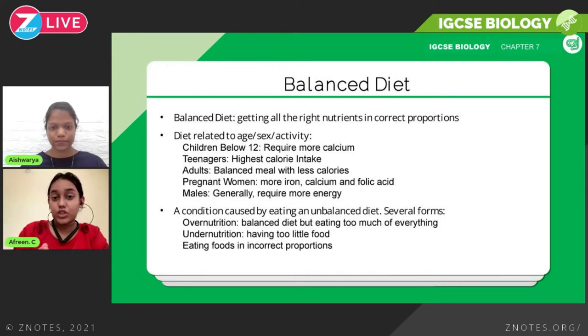There are certain conditions caused by eating an unbalanced diet: overnutrition and undernutrition, which is basically just eating foods in incorrect proportions. Overnutrition is when you're eating too much of everything. And undernutrition is when you're eating too little food. So this is kind of self-explanatory.